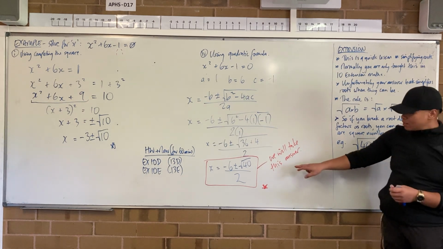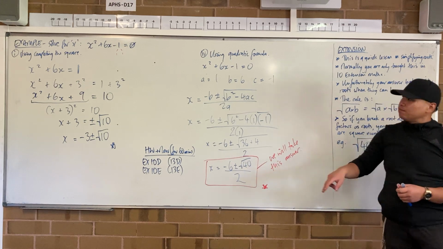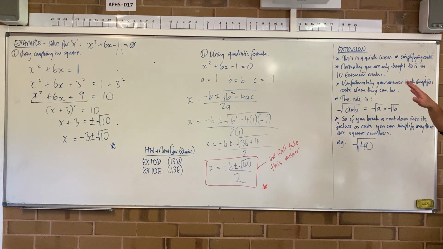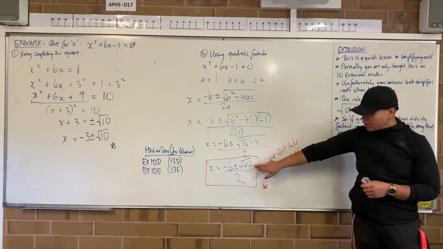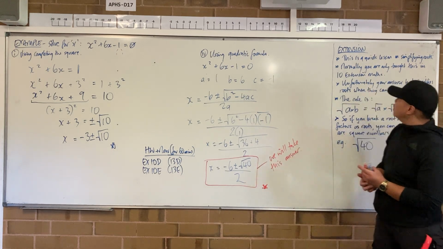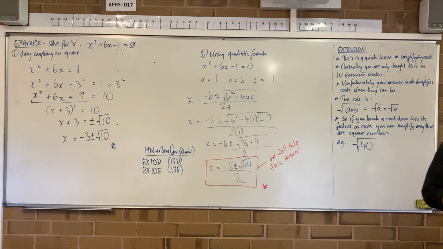All right. Why do I need to say we will take this answer? Let me explain. This is a little extension for you. This is a quick lesson on simplifying roots. Why do we need to do that? Because normally you're only taught how to simplify this, root 40, if you do extension maths. Extension maths at this school is only offered in semester 2 of year 10. Okay?